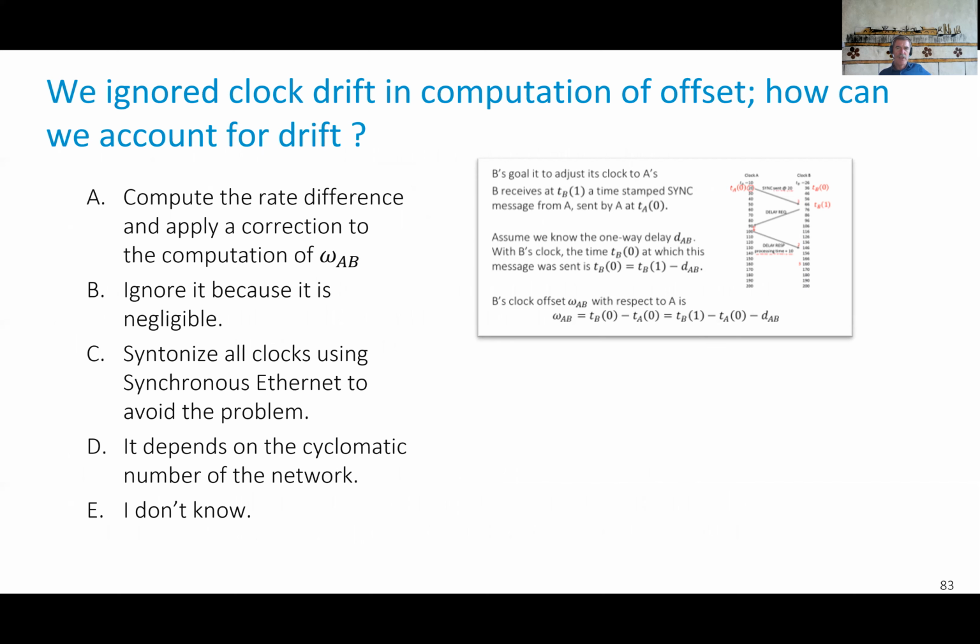Now, when I discussed timestamping, I ignored the clock drift. I assumed the only problem is an offset. Clock B has an offset of omega. There is a one-way delay D. In order to estimate omega, I need D, and that's what we discussed before. But in reality, the clock of B is not perfect. It's also drifting. What should we do if we don't do synchronization? How should we account for the drift? Think about it, do a pause, and start again to see the answer.